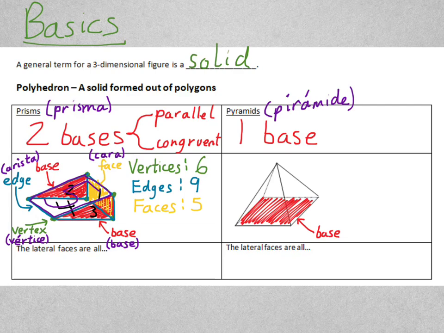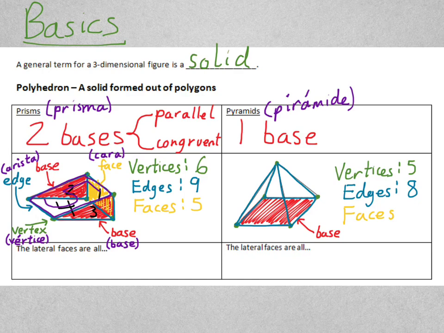Alright? So you try counting how many vertices, edges, and faces are on the pyramid. Pause the video for just a sec, count them, and then we'll see if you're right. Okay, let's see how you did. There are 5 vertices. There's 1, 2, 3, 4, 5. How about edges? 1, 2, 3, 4, 5, 6, 7, 8. There are 8 edges.